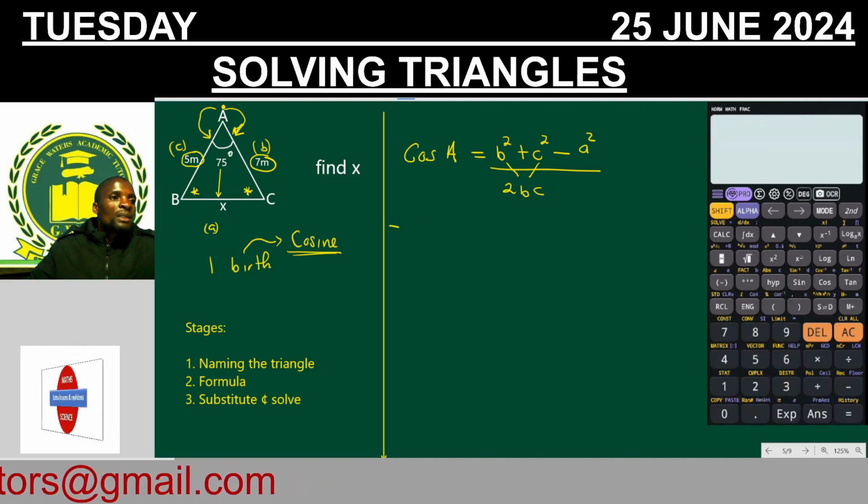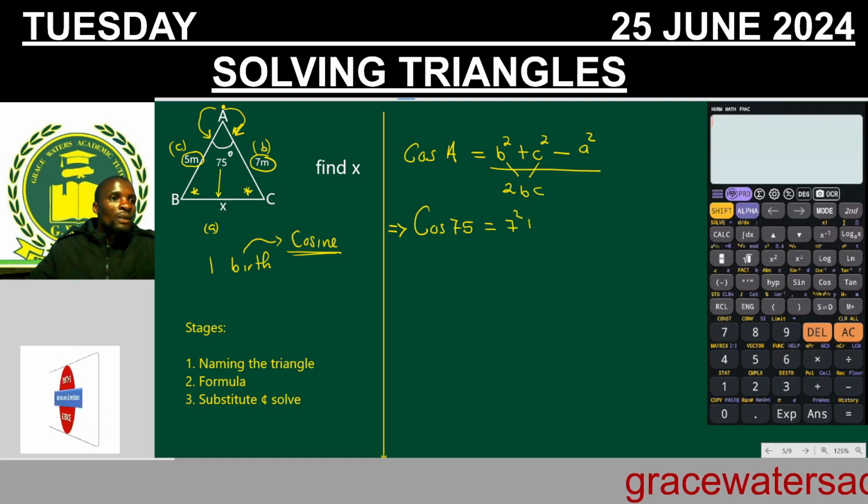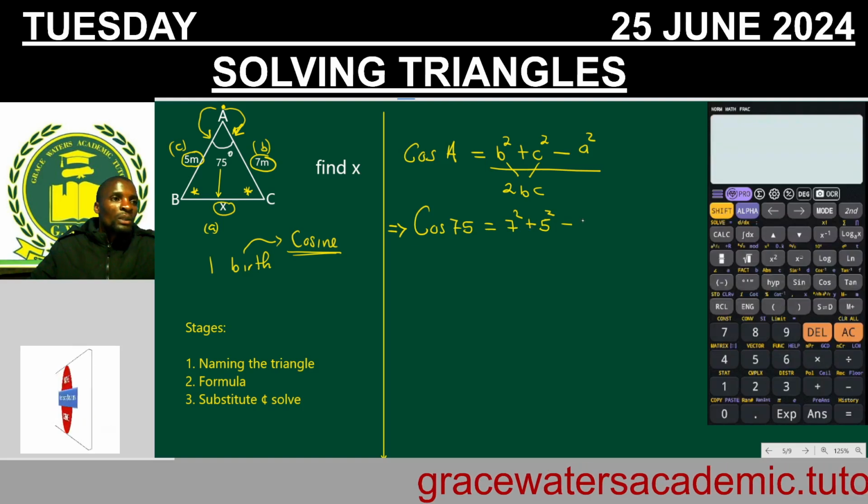So next, after writing the formula, you now substitute to solve. What is cos A? It's cos 75, and then you say equals, what is B squared? So what is B? B is now replaced by 7 squared, and then we say plus. What is C? C is replaced by 5, so we put 5 squared, and then minus. What is A? On A we see there is an x there, so we put what was given in the question. That's what you call substitution.